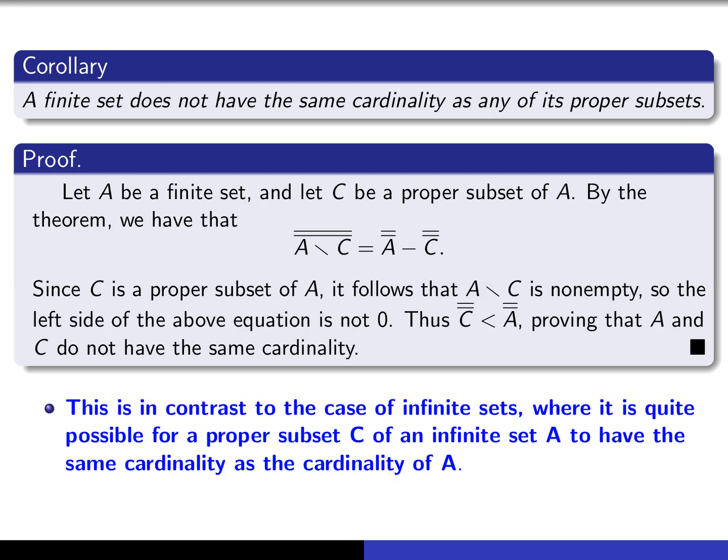Compare this to the analogous situation for infinite sets. It's very possible for proper subsets of infinite sets to have exactly the same cardinality as that infinite set. For example, the set of even natural numbers is a proper subset of the set of natural numbers, yet they have exactly the same cardinalities. So we've shown that such a thing cannot happen with finite sets.